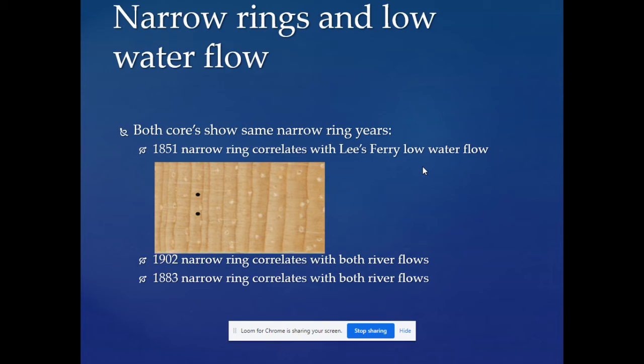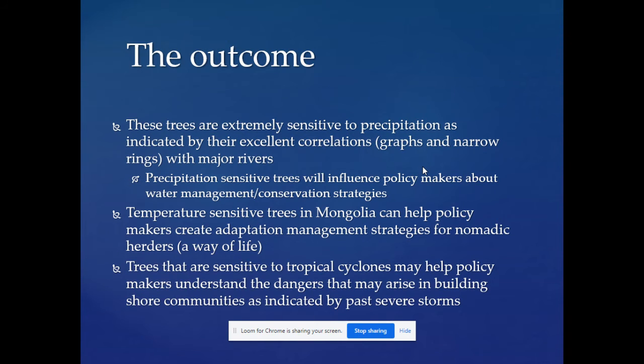This is what Lee's Ferry looked like. The outcome of having all of this is that the trees are extremely sensitive to precipitation, as indicated by their excellent correlations in their graphs. Temperature-sensitive trees can help policymakers create adaptation management strategies for nomadic herders. And trees that are sensitive to tropical cyclones may help policymakers understand the dangers that may arise in buildings.